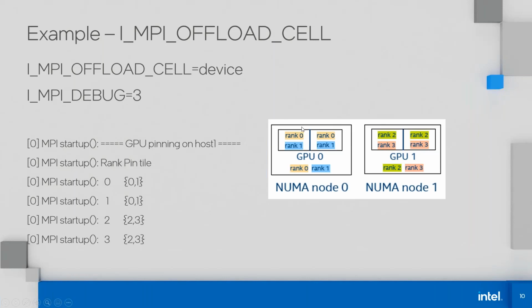For example, like here, the full first device will be visible for rank 0 and rank 1, and the full second device, the full second GPU, will be visible for rank 2 and rank 3. This variable affects all other variables. For example, when I talked about the domain size variable, I said that it controls how many tiles are visible for the rank, but it's more correct to say that it controls how many base units will be visible for the rank. And the same for the other variables.